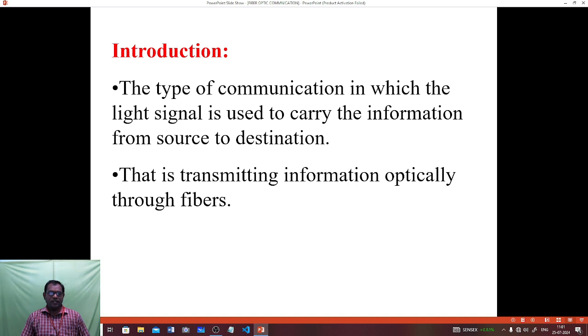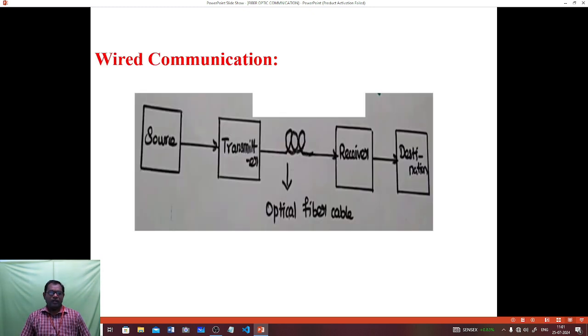Here the light signal is mainly used to carry the message signal, that is, a low frequency message signal, transmitting information optically through the optical fiber between the transmitting and receiving ends. In wired communication, there are basically four blocks: source, transmitter, receiver and destination. In between the transmitter and the receiver, we use optical fiber cable. This is the block diagram for wired communication.